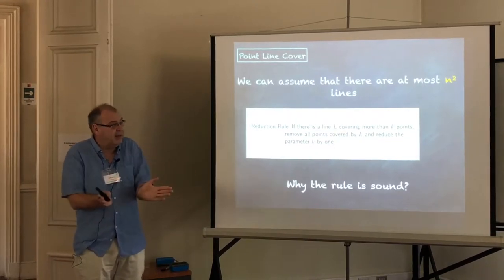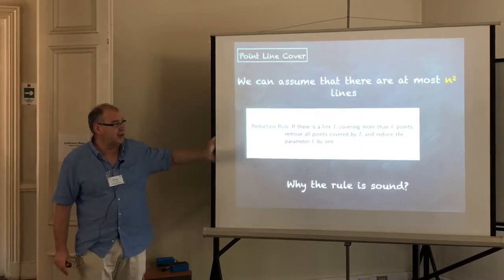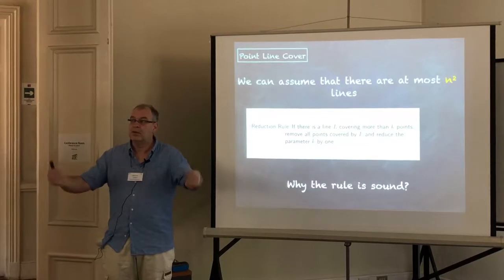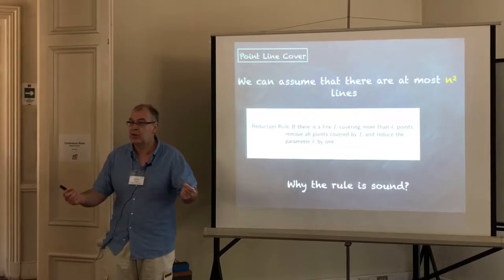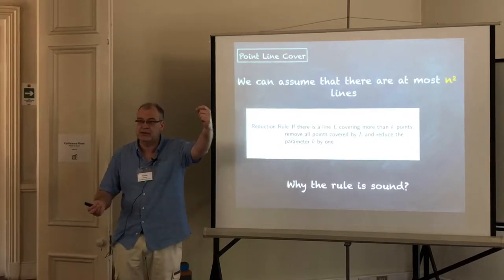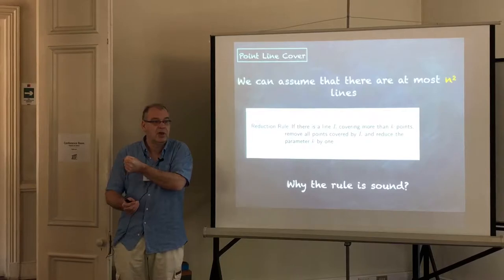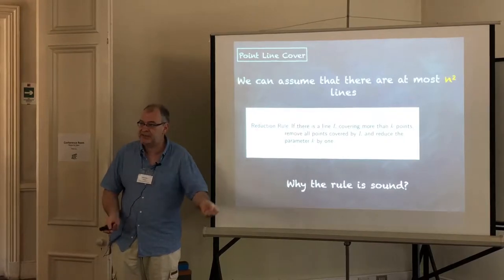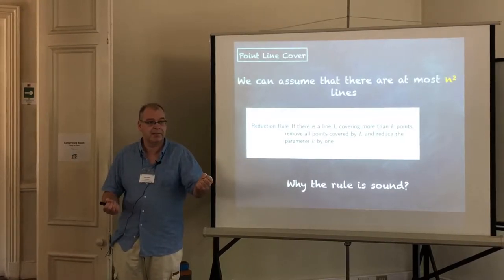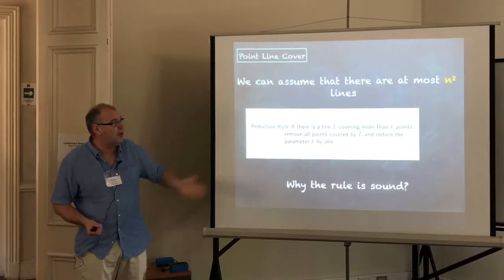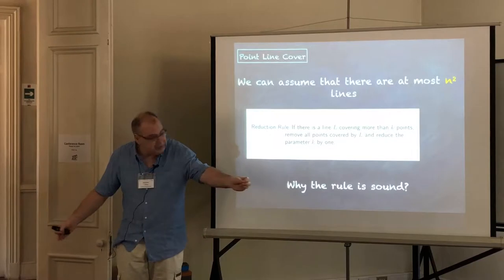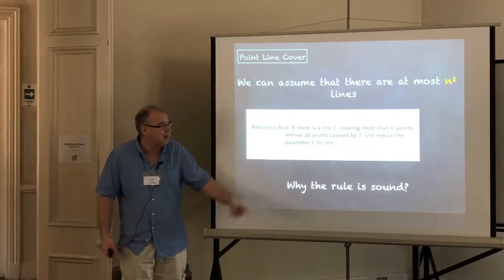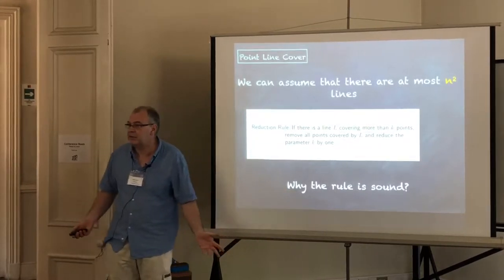And then I realized that I can have a reduction rule. The rule is the following: if there is a line which covers more than k points, this line should go into the solution. Why? Because if there is a line which covers more than k points and I don't put this line into the solution, each of these points should be covered by another line and I run out of budget. This is exactly the same argument I was using for vertex cover yesterday, if you remember. So my reduction rule constructs a new instance: if I find a line which covers more than k points, I remove all these points from my instance and reduce my parameter by one. And this rule is sound.